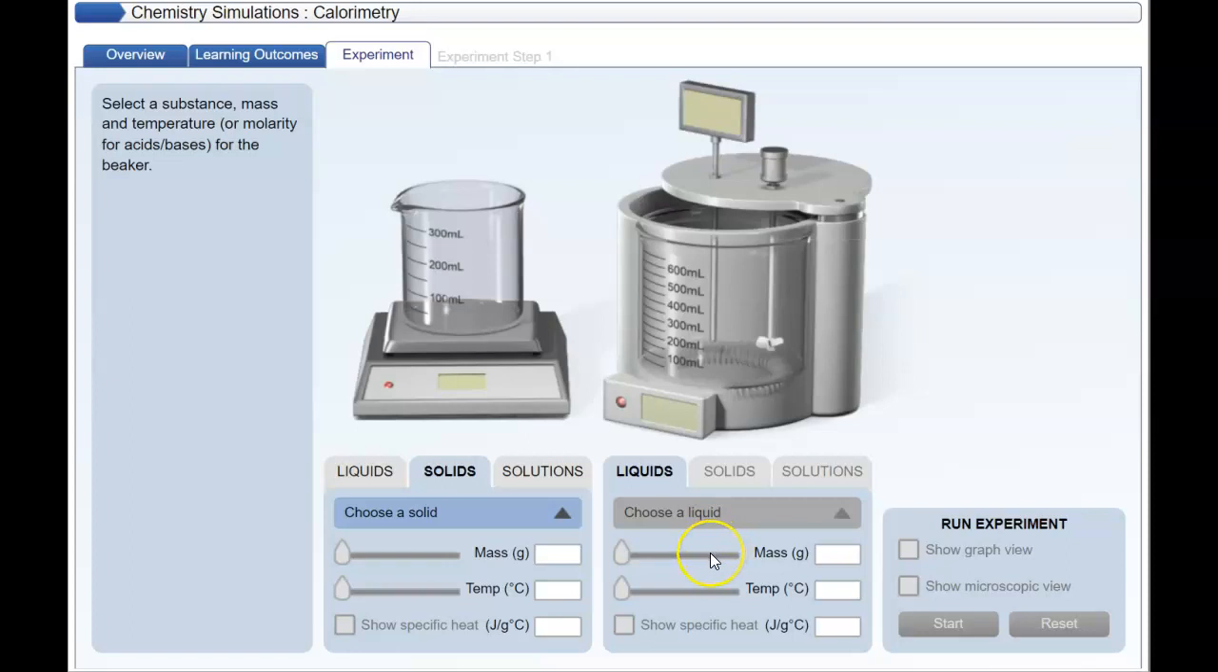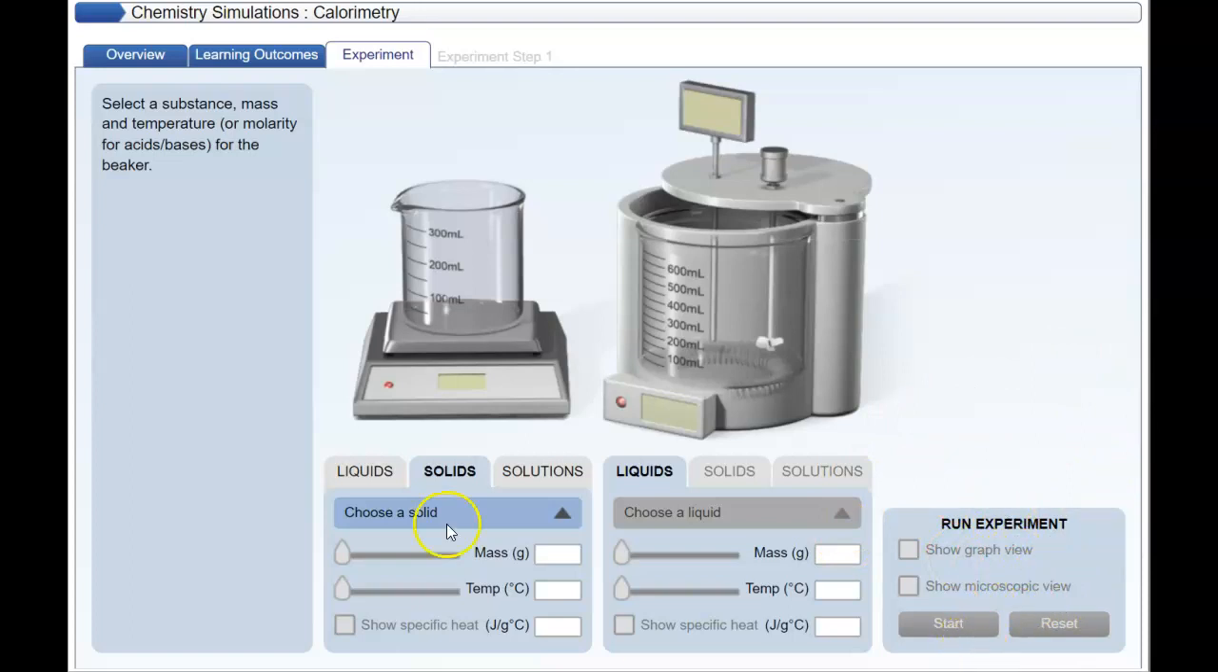Choose the mass that you intend to measure. Better to use multiples of 5 or 10, as I was saying before. Use a temperature at room temperature. It's better that way to really show the comparison between the temperature of the metal versus the temperature of the water. After that, there's a prompt here that will ask you to run the experiment.